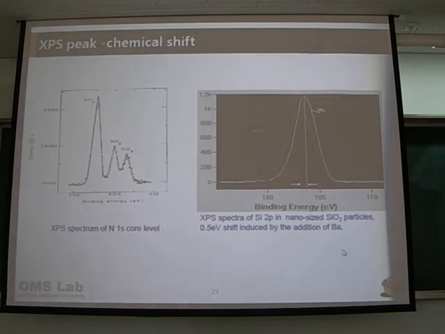The right side figure shows the XPS spectra of silica 2P in nanosize silica particles, with a 0.5 eV shift induced by the addition of BA. It means that, look at here, the top one is silica SiO2, but the one below is silica with BA. So when BA is attached to SiO2, the chemical shift is a little bit different, which means this one is shifted 0.5 eV. So this is the effect of BA.